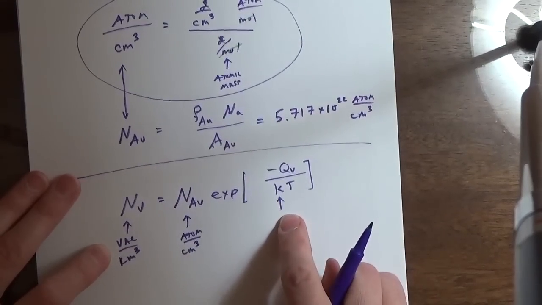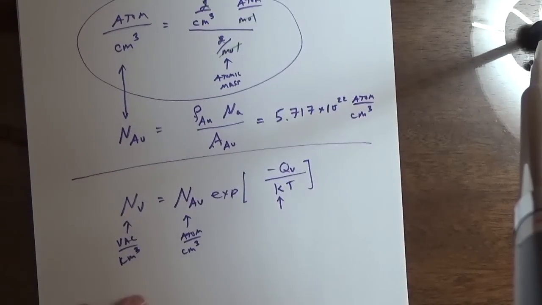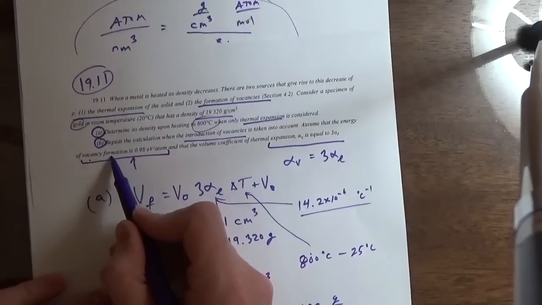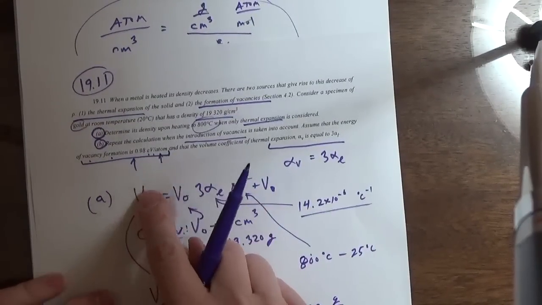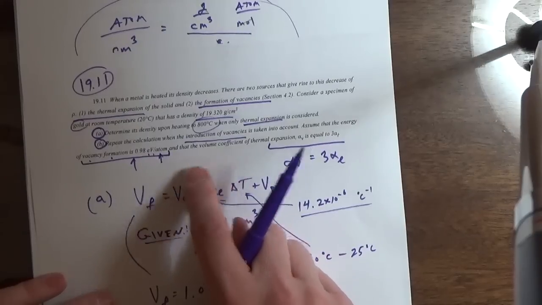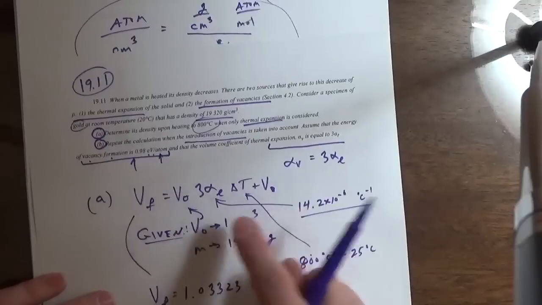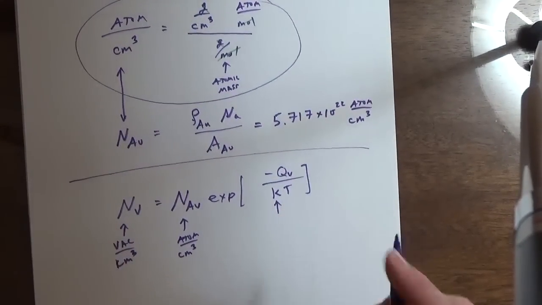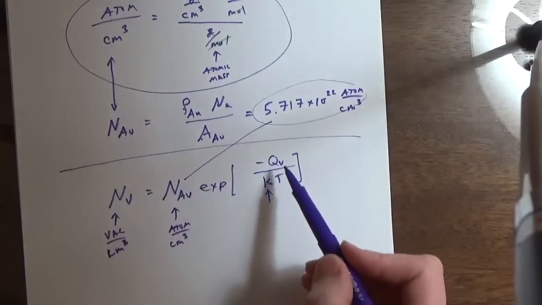Why K and not R? Well, the reason for that is that we are given vacancy formation energy in electron volt per atom. And the difference between the Boltzmann constant and the gas constant is the gas constant gives you energy per mole, and if you have energy per atom or energy per event, then you use the Boltzmann constant. So that's why we have the Boltzmann constant in there.